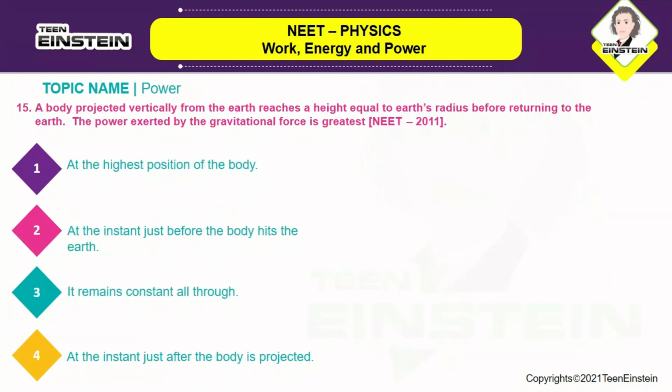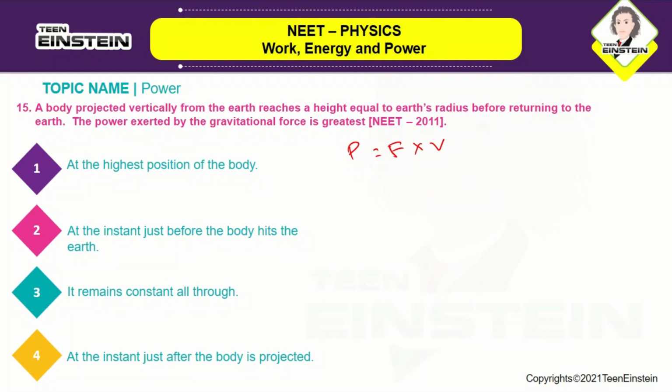Okay, let us move on to the next question. A body projected vertically from Earth reaches a height equal to Earth's radius before returning to the Earth. The power exerted by the gravitational force is greatest. So they want us to find out at what point the power is maximum. You know that power is given by force into velocity.